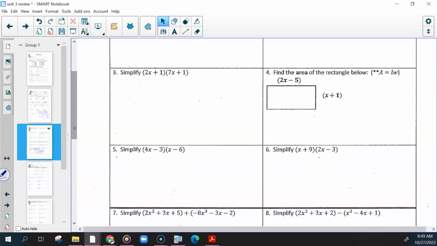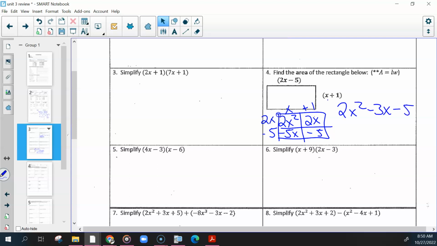So whether you do box method, distributing, FOIL, rewriting, however you do that, it's all the same because you're multiplying these together. If you like the box method, go with that. If you want to just distribute, go with that. You choose right now. So you would be multiplying 2x and x to get 2x squared, 2x and 1 to get 2x, x and negative 5 to get negative 5x, and 1 and negative 5 to get negative 5. And then combine your like terms. 2x squared minus 3x minus 5.